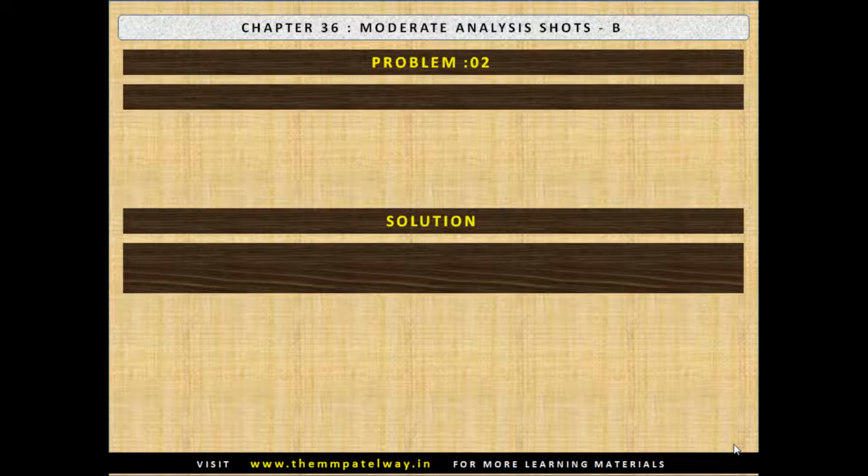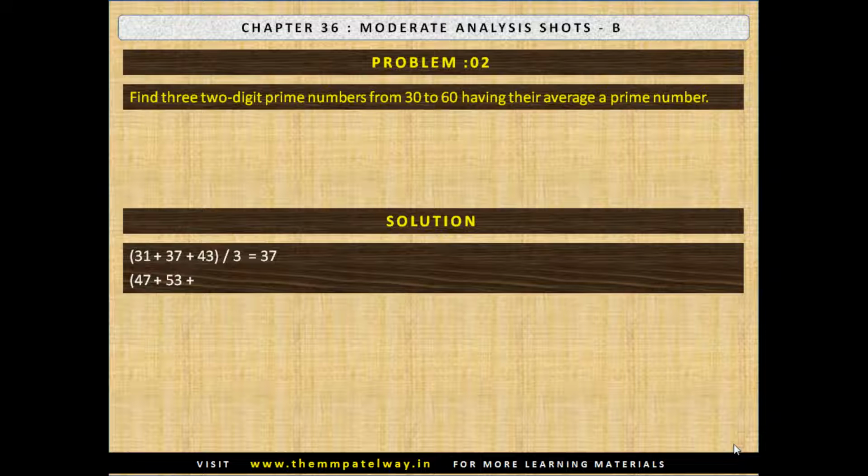Problem number 2. Find three two-digit prime numbers from 30 to 60 having their average a prime number. Now stop the video and solve the problem. The solution follows. The first answer is 31, 37 and 43 and the second answer 47, 53 and 59.